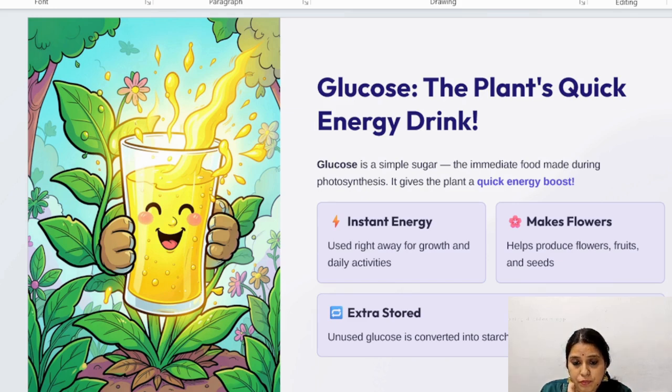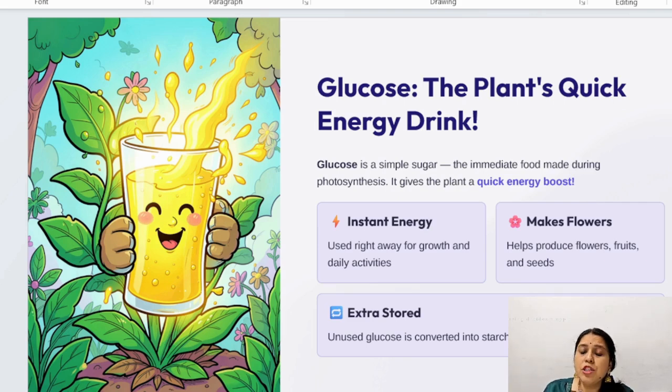So it's this glucose, it gives quick energy for the plants, okay? So what is glucose responsible for in the plants? It helps in growth, it helps in making flowers, it helps to carry out different functions in plants, and also it helps for the growth of fruits and seeds in the plant, okay?